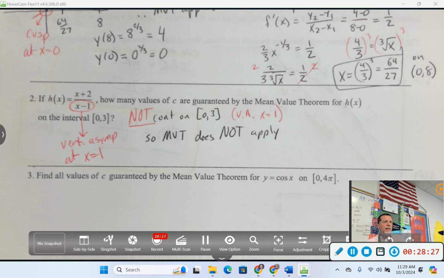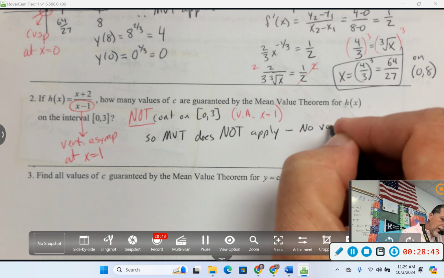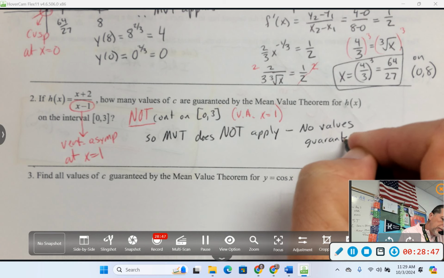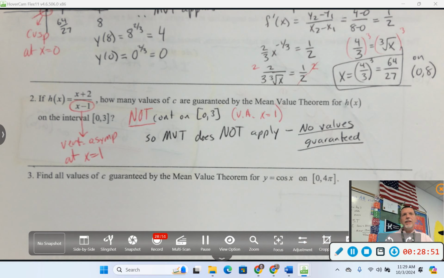So let's answer the question. How many values are guaranteed by the mean value theorem? What do you think the answer is? None. Mean value theorem, if it works, guarantees at least 1. If it doesn't work, then obviously it can't guarantee any. No value is guaranteed, because MVT didn't work. Because it wasn't continuous.